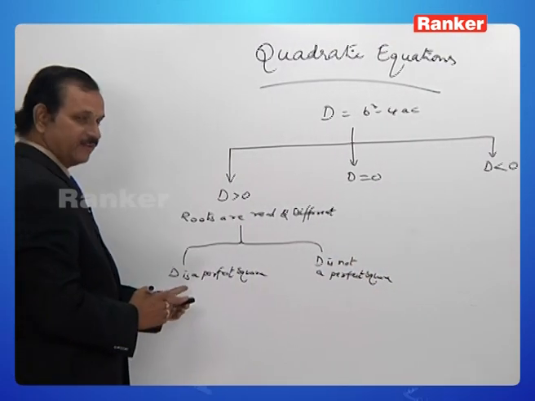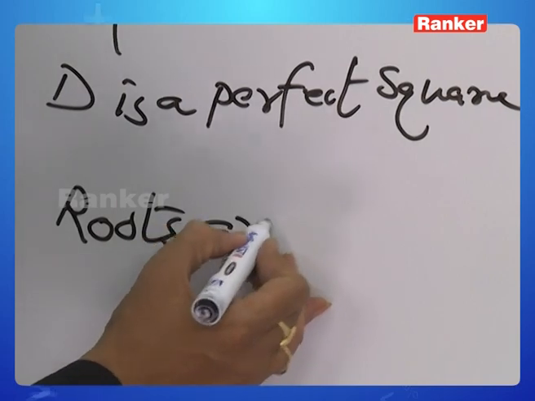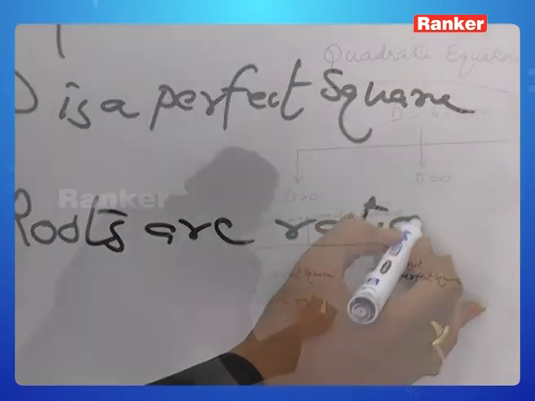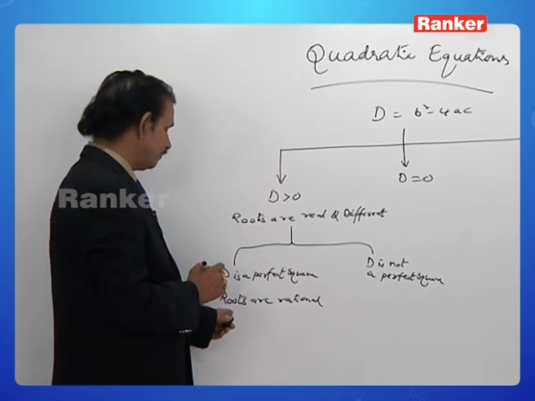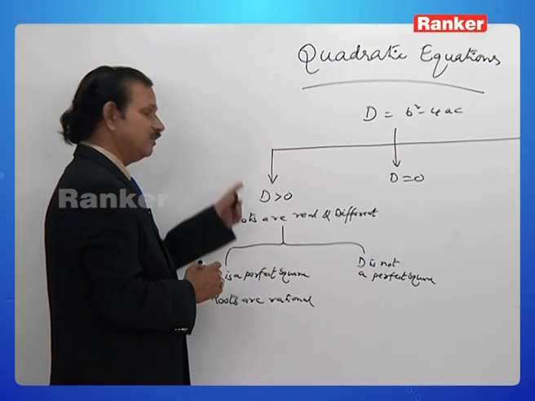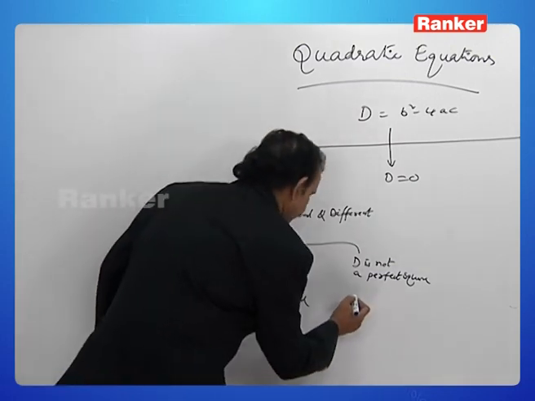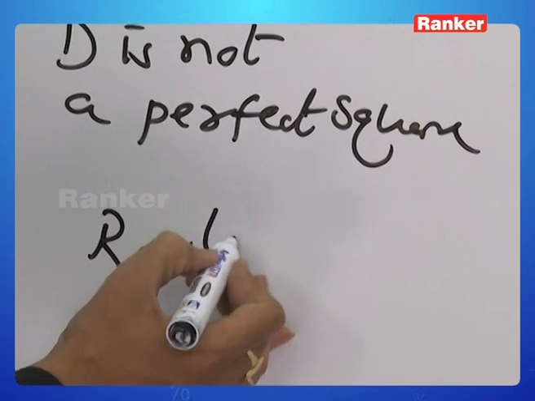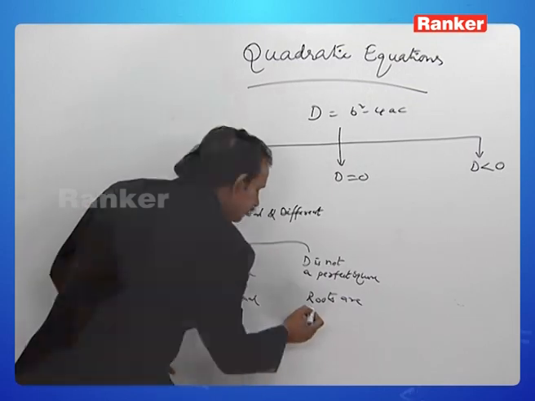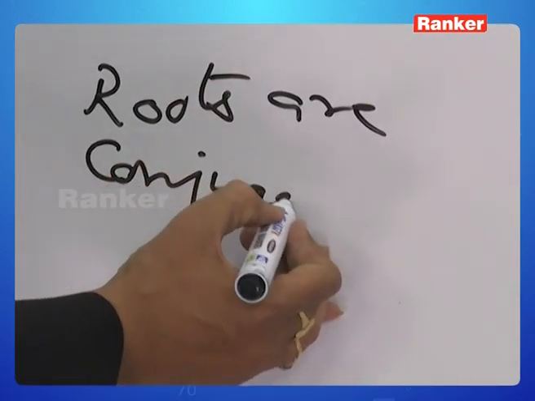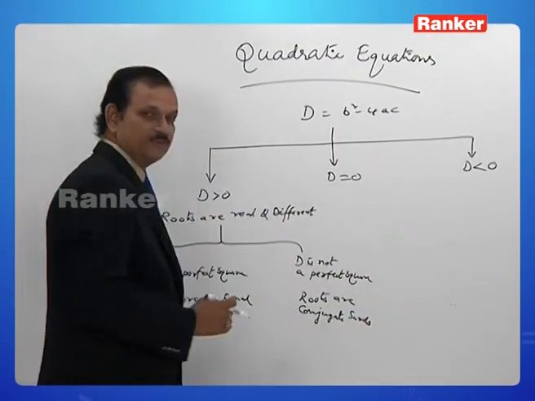If D is greater than 0 and D is a perfect square, then roots are rational. Moreover, here is also one more point to be kept in mind: a, b, c must be rational. If a, b, c are rational, then the roots are rational here. In the other case, roots are irrational, more than that, conjugate surds. This is the full picture of the case if D is greater than 0.